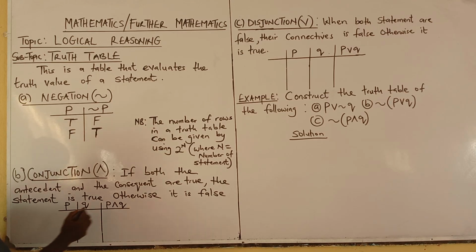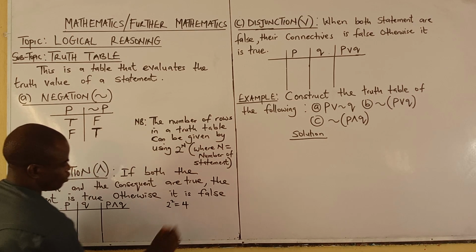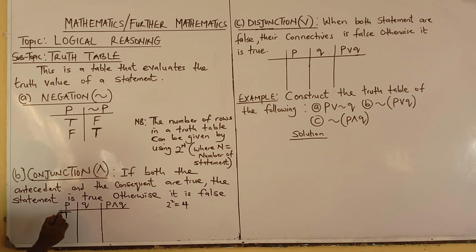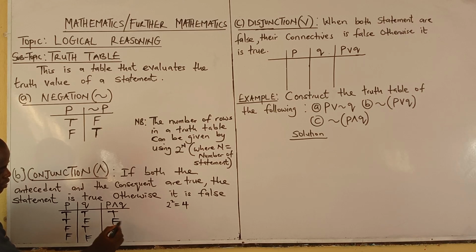Okay, since you have two sentences, P and Q, that's 2 raised to the power 2, which is 4. You have true, true, false, false. Then you have true, false, true, false. Take note of the way I'm writing it: true, true, false, false. Here you are just interchanging it: true, false, true, false. Now, the antecedent and the consequent must both be true before we can have the statement to be true. This is true, otherwise it is false.